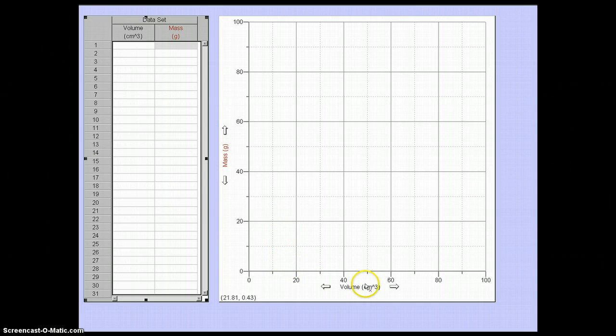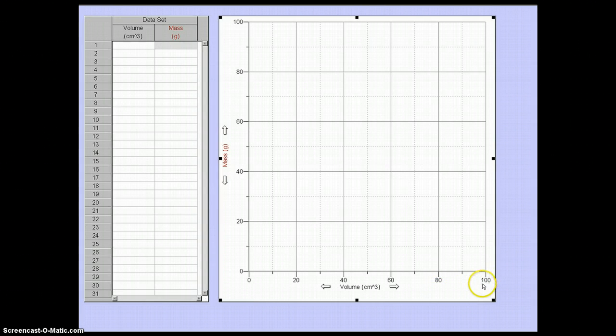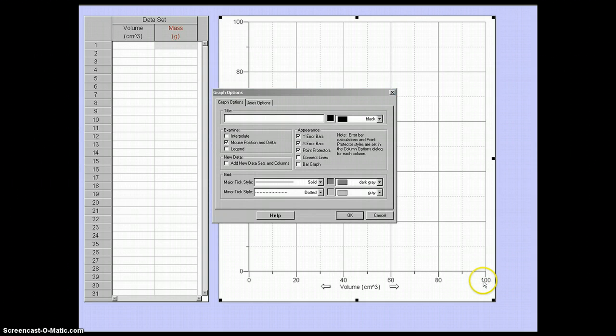Next thing we want to do is choose an appropriate scale. We look at our volume data for our x-axis, and it goes from 0 to 50. So we're going to spread that data out as far as possible.